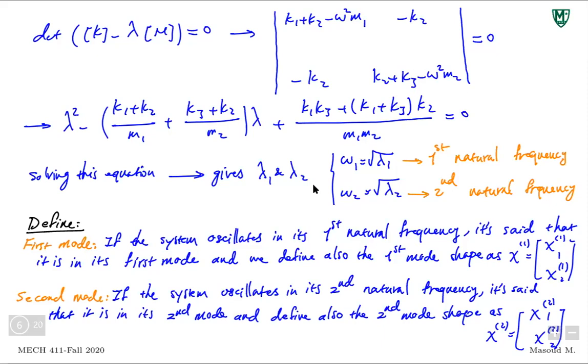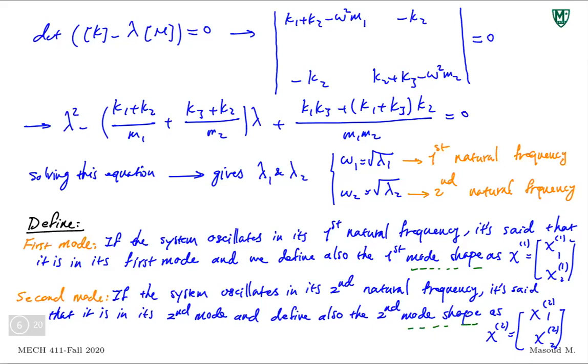Then I introduced the concept of mode shapes. This is a little different, right? This is not what we had before. Before, we had one natural frequency. Now in a 2 degree of freedom system, we have two natural frequencies. I defined mode shape as the shape of the system, or in a better sense, the ratio of amplitudes when the system is oscillating in its first natural frequency.